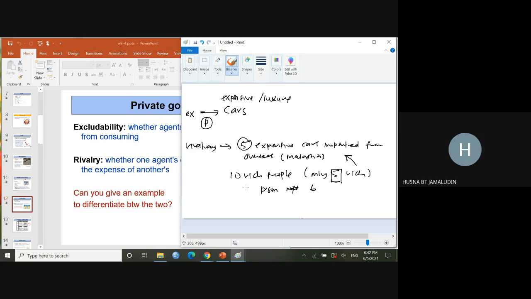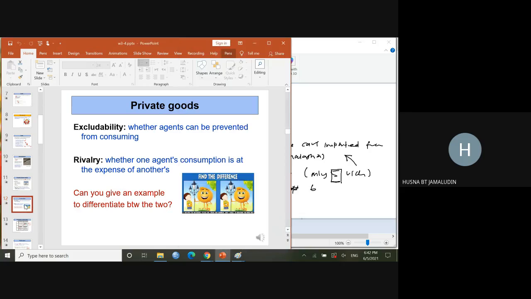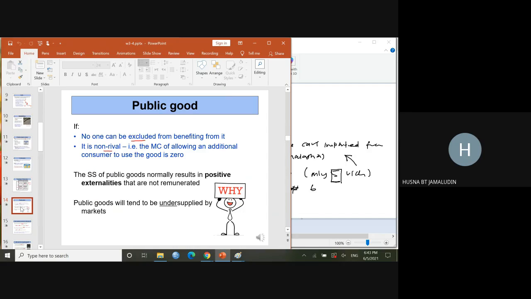Okay, got it? Okay, clear? So this is slide number 12. When you keep silent, I'm assuming that you have understood. Unless you say something, then I will stop and answer your question. So slide number 14. Okay.